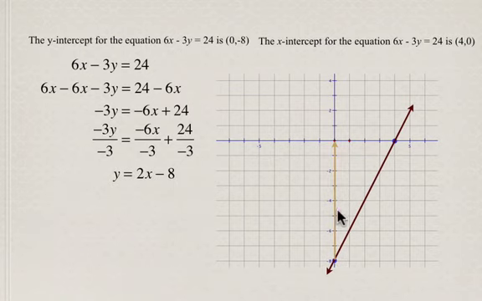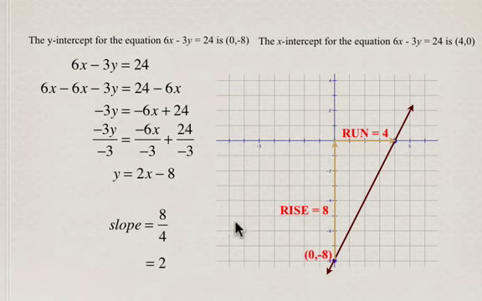We're going to look at the rise, which is 8 between these 2 points. The run is 4, and the slope then is 8 over 4, which is 2, and our y-intercept is (0, -8), so that matches up. We have a slope of 2 and a y-intercept of -8.